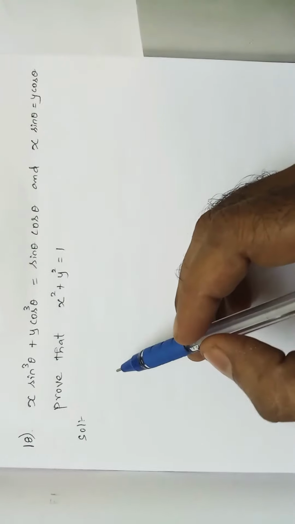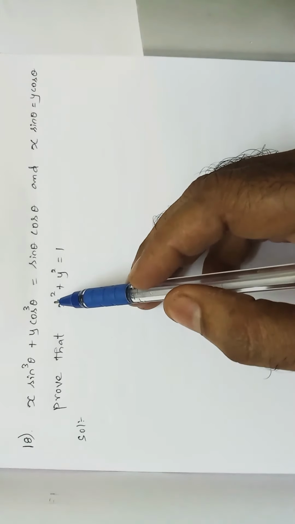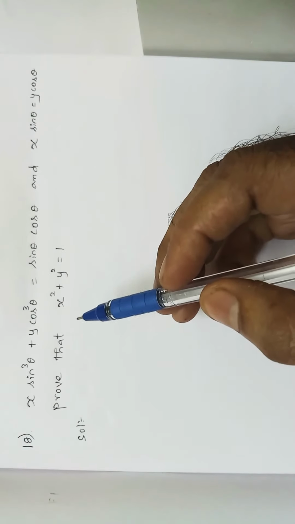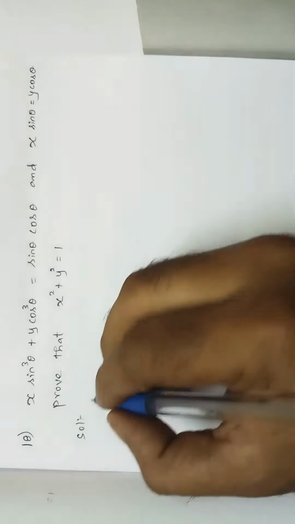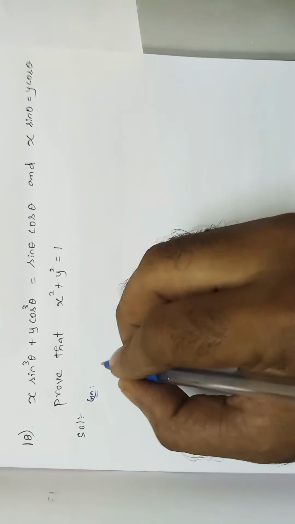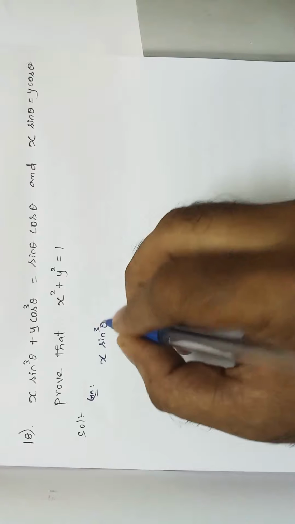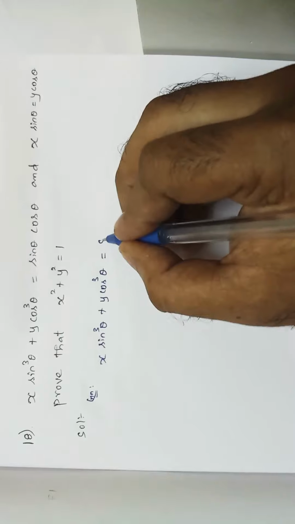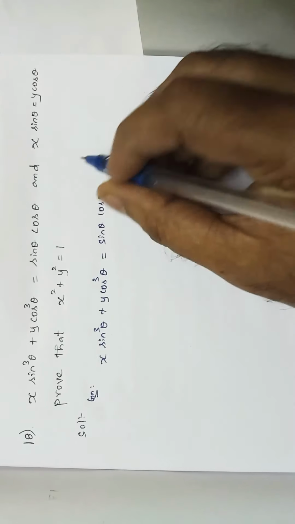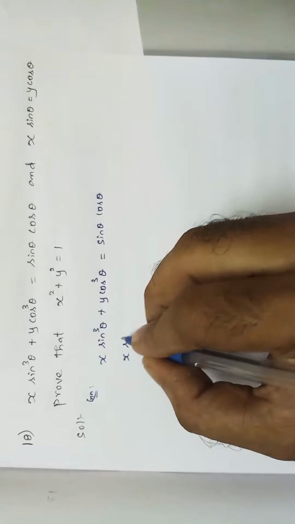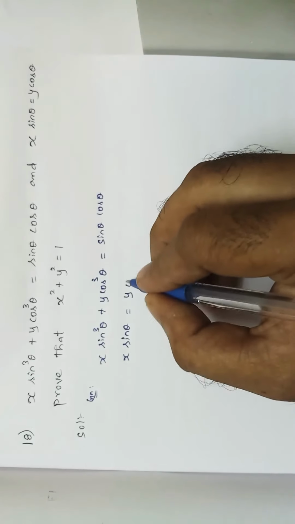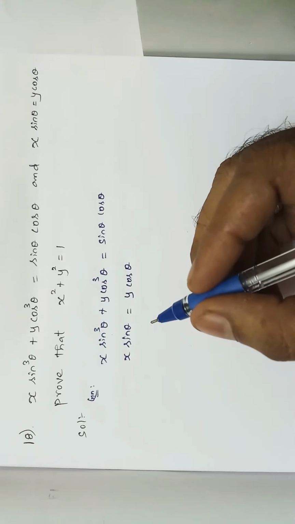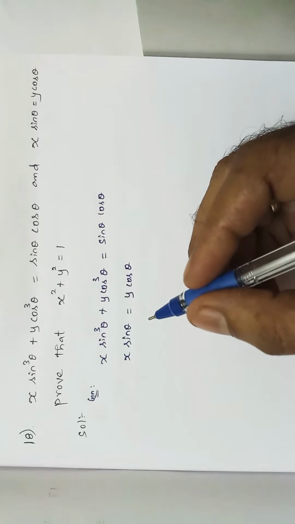See, in that last sum we saw that x is equal to, they have given the value, and y is equal to, they have given directly, right? But here, see the given, what is the given? First write the given. x sin cube theta plus y cos cube theta is equal to sin theta into cos theta, and one more given is there. What is that? x sin theta is equal to y cos theta, right? They didn't give the value of x directly, as well as they didn't give the value of y directly.